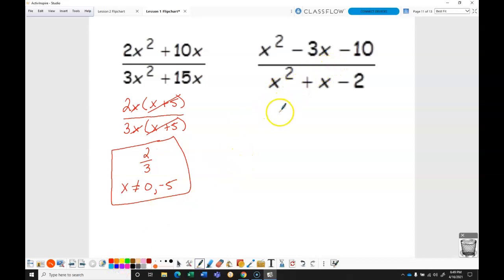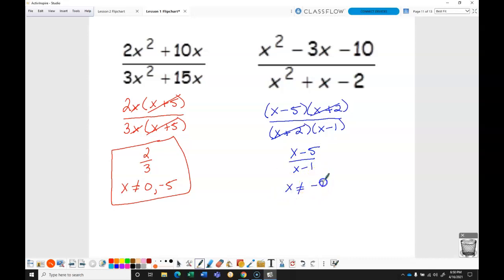All right, and now a second one. I think we're going to do x minus 5 and x plus 2. That multiplies to negative 10 and adds up to negative 3. And in the bottom, x plus 2 and x minus 1. The x plus 2's can cancel. You get x minus 5 over x minus 1. And our restrictions are going to be negative 2 and positive 1.